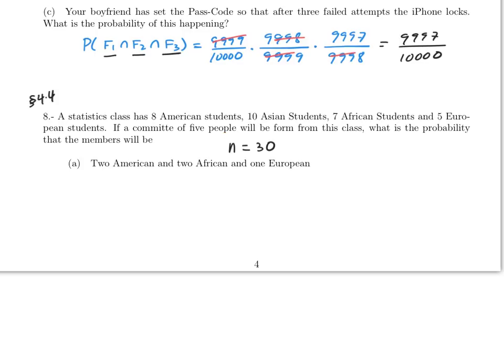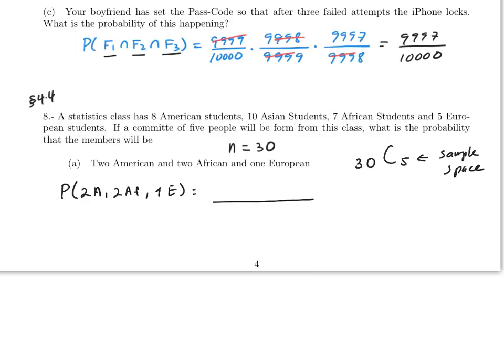The next thing you have to figure out is what is the sample space. The sample space is going to be all the different ways in which you can choose 5 people from 30, and this will give you the sample space. So the first question is asking you, what's the probability that you will have 2 Americans, 2 Africans and 1 European in the committee. Remember, the sample space is 30 choose 5, because you're picking 5 from 30.